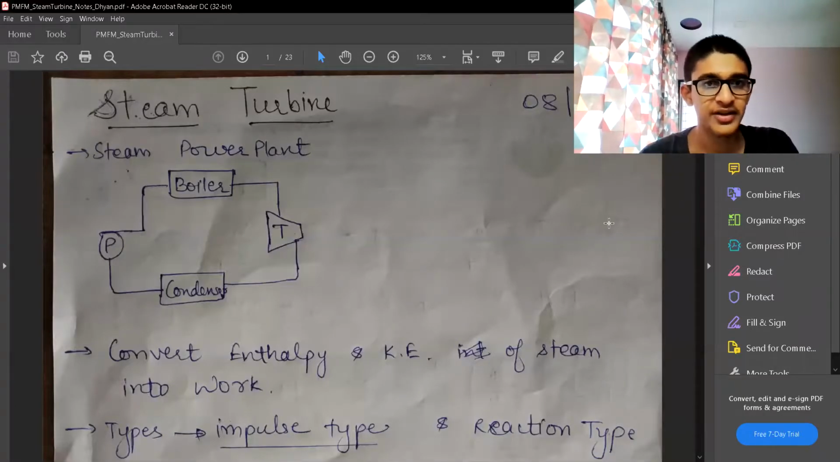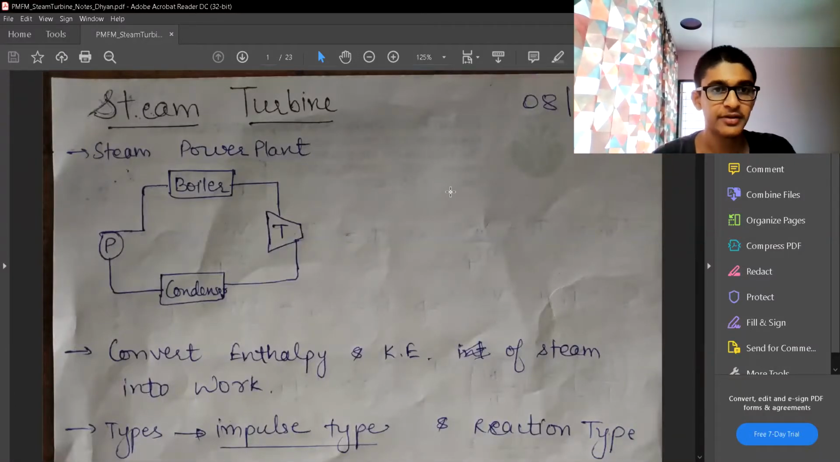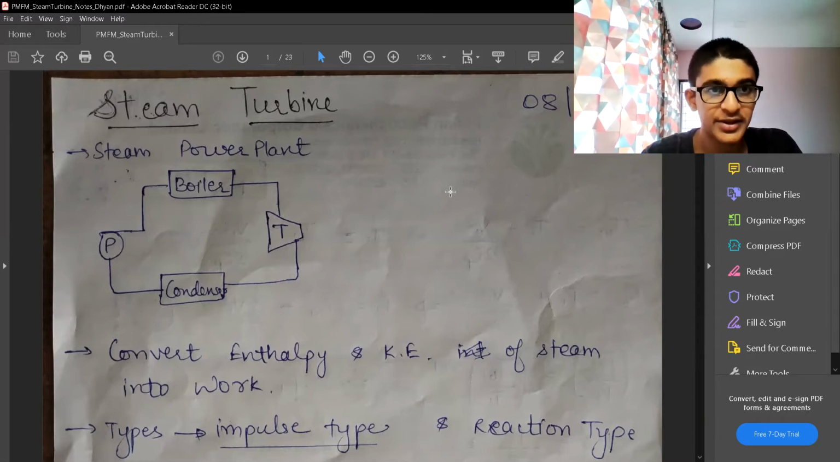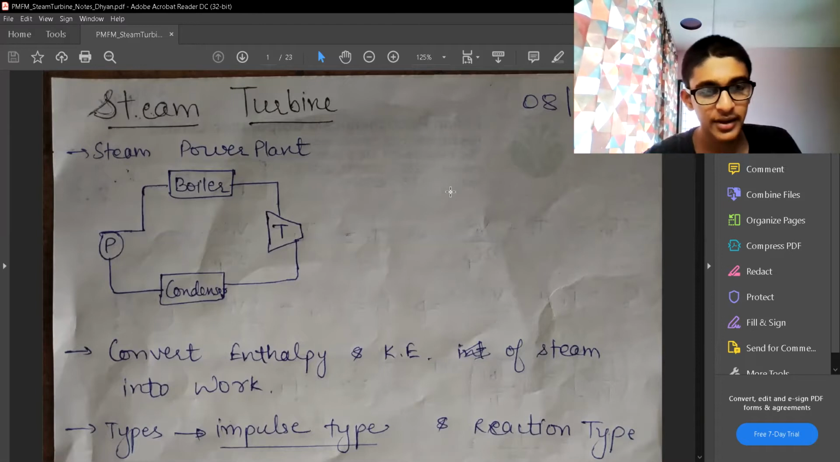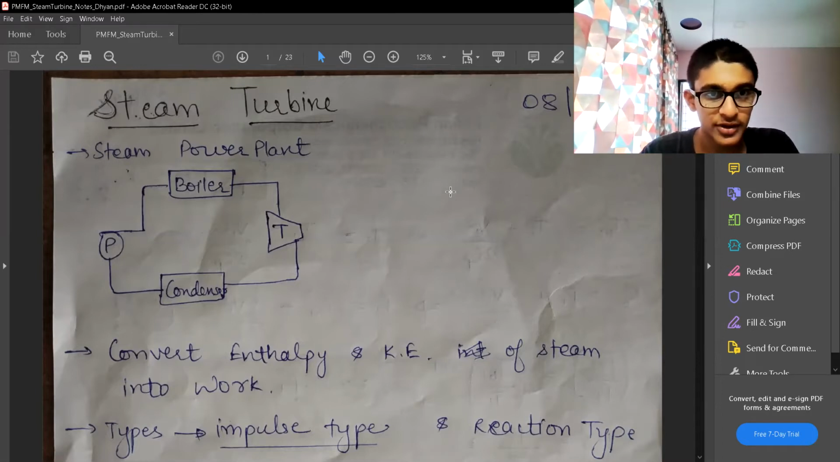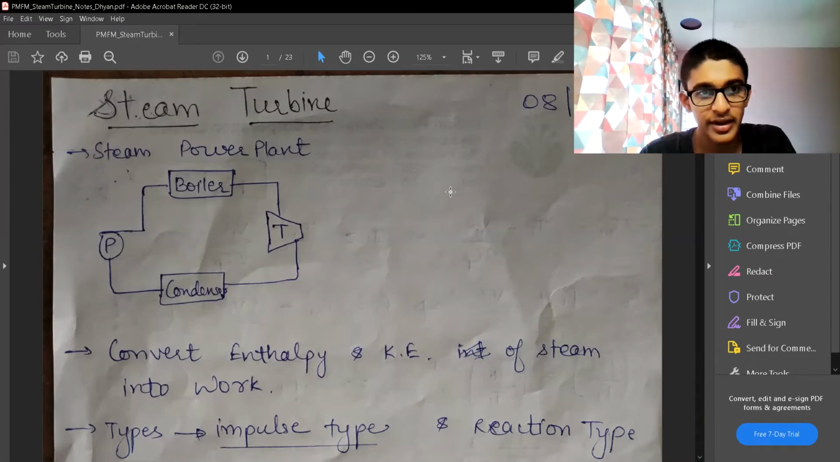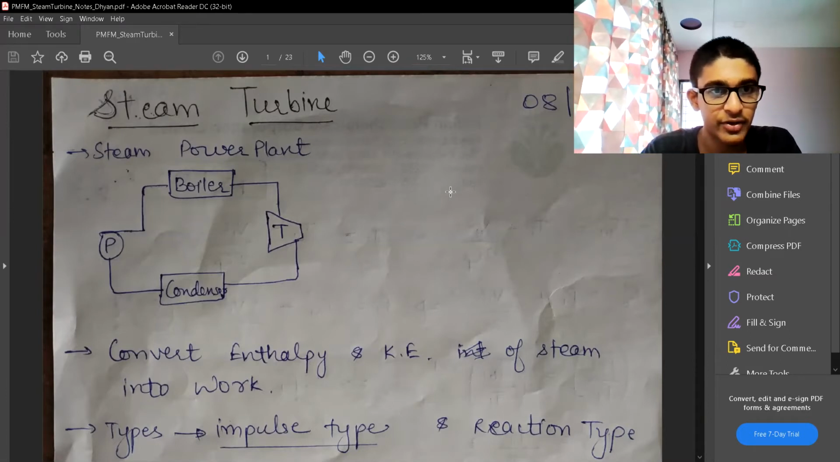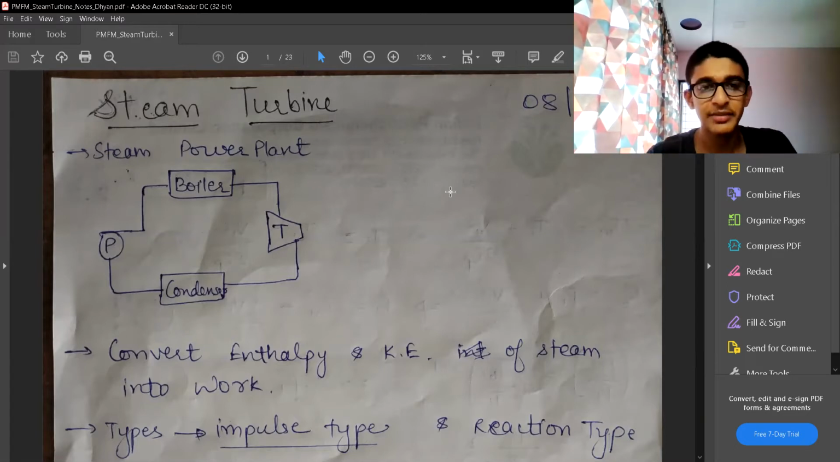So today we'll start with steam turbines. Earlier we have seen compressors, we have seen hydraulic pumps specifically, and we have seen turbines. In the starting of the course there was also a topic on turbines, but those turbines were using hydraulic or water as the working fluid. And over here the turbines which we are going to see are the steam turbines. That means they are going to use steam as the working fluid.